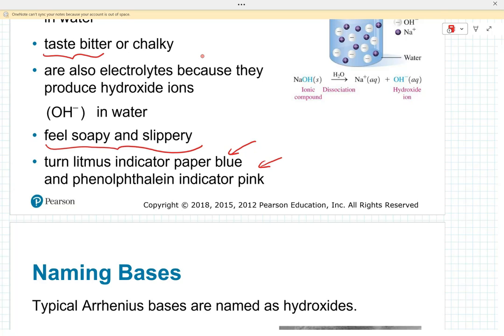Strong acids are generally corrosive to metals. Bases aren't. There are some metals that can very, very slowly dissolve in bases, but it's not nearly as corrosive as acids are. Okay? Does that make sense?